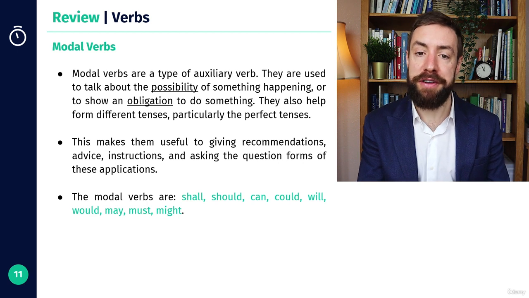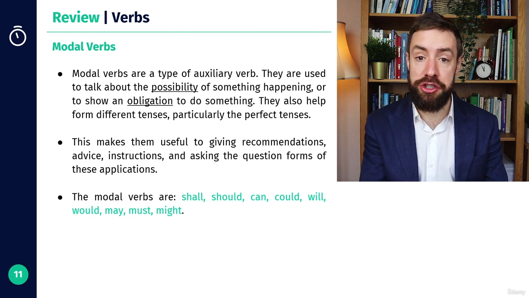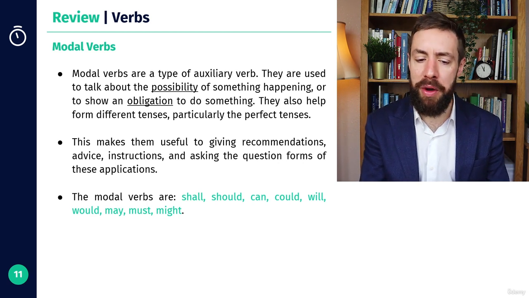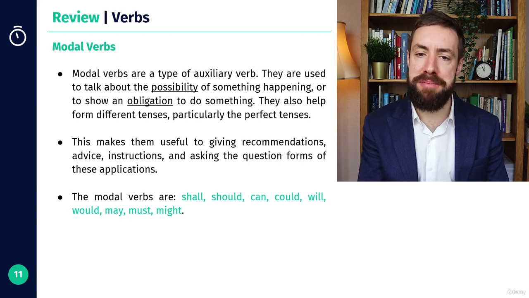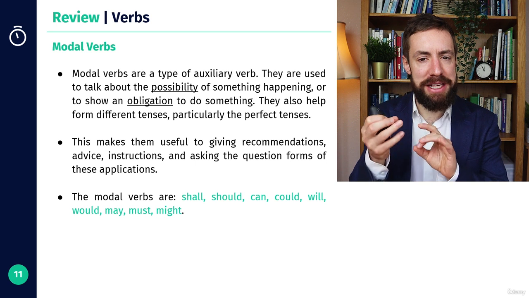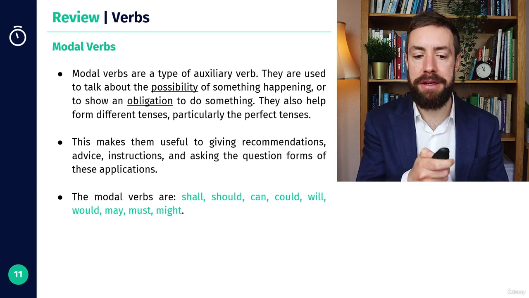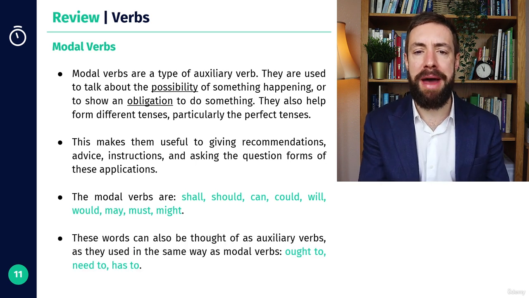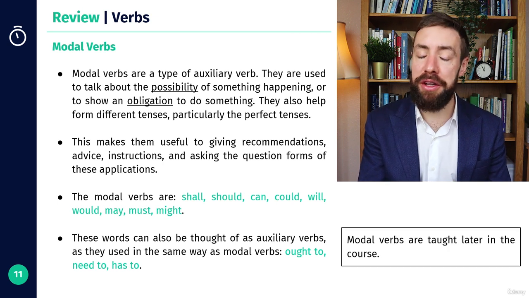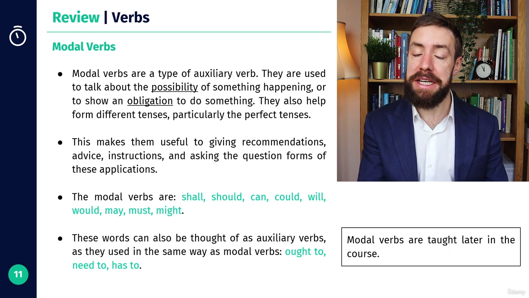And some modal verbs, we have shall, should, can, could, will, would, may, must, might. All right, so all of those are going to be kind of changing the feeling of the main verb. And we can think about them as auxiliary verbs because they're used in the same way as modal verbs like ought to, need to, has to. And we're going to look more at modal verbs later in the course as well.